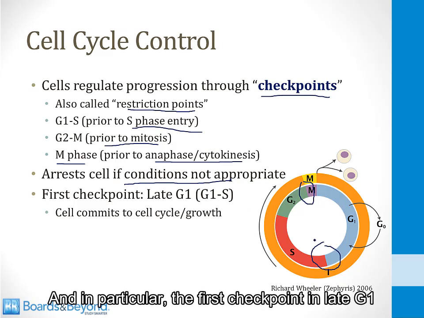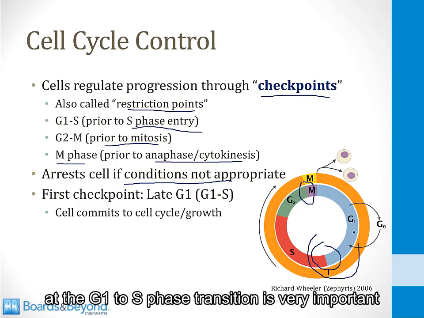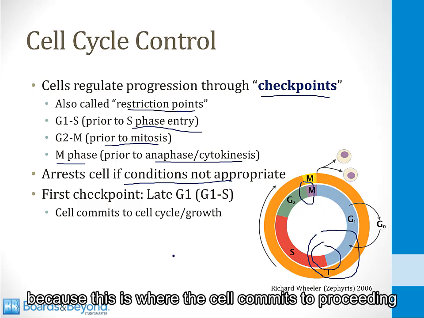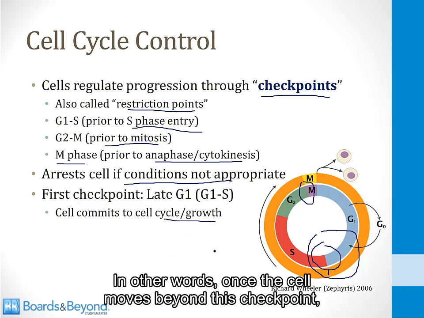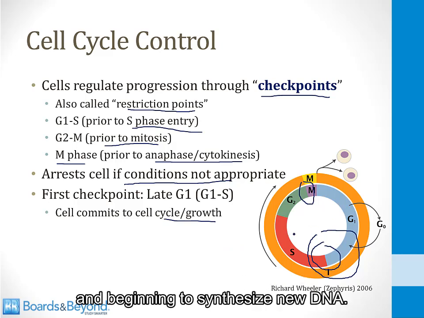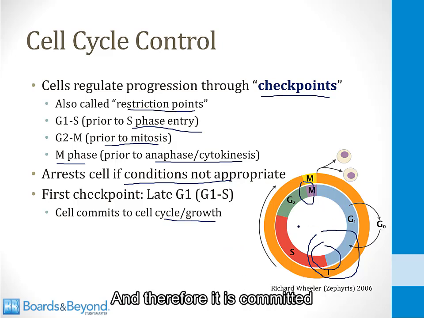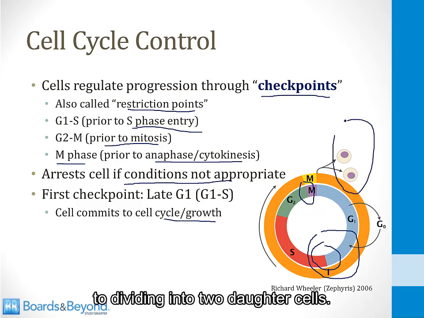And in particular, the first checkpoint in late G1 at the G1 to S phase transition is very important, because this is where the cell commits to proceeding into the cell cycle and growing. In other words, once the cell moves beyond this checkpoint, it is entering the S phase and beginning to synthesize new DNA, and therefore it is committing to dividing into two daughter cells.